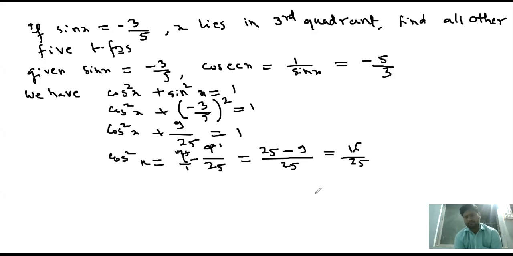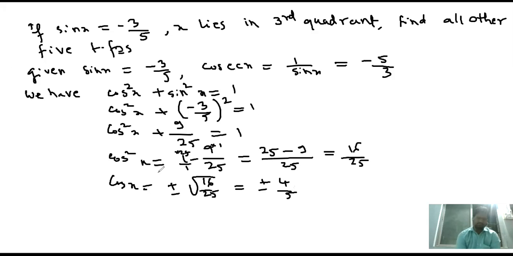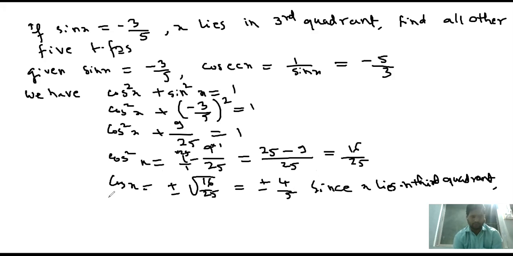So cos square x is 16 by 25, and cos x is equal to plus or minus root of 16 by 25, which is equal to plus or minus 4 by 5. Now, given that x lies in which quadrant? That is the third quadrant. X lies in the third quadrant, so that sin x and cos x are negative.